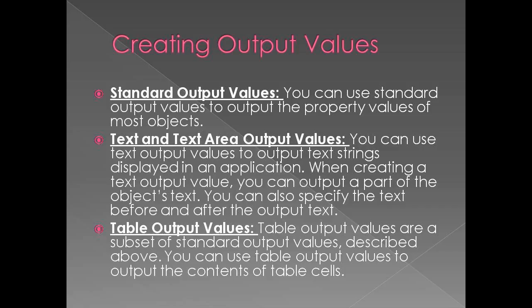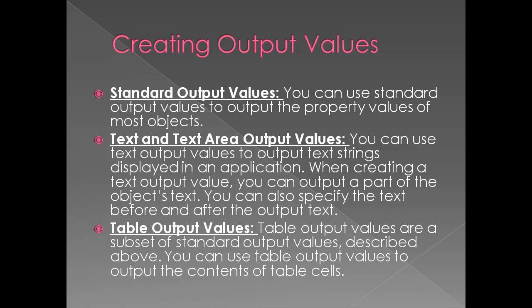Standard output values. You can use standard output values to output the property values of most objects. For example, in a web-based application, the number of links on a web page may vary based on the selections a user makes on a form on the previous page. You could create an output value in your test to store the number of links on the page.